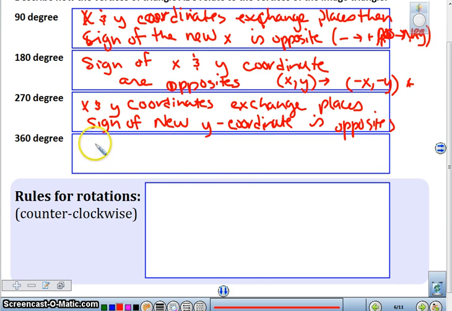360, x and y are unchanged. They're exactly the same.